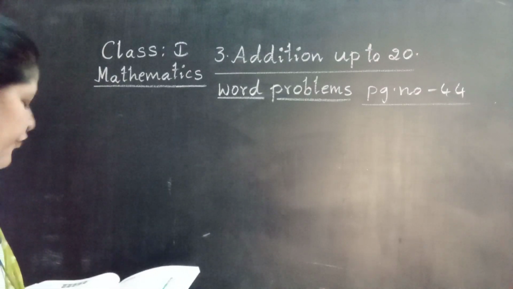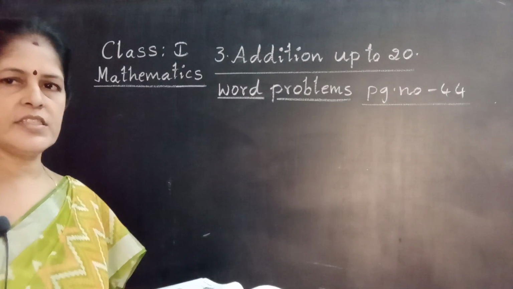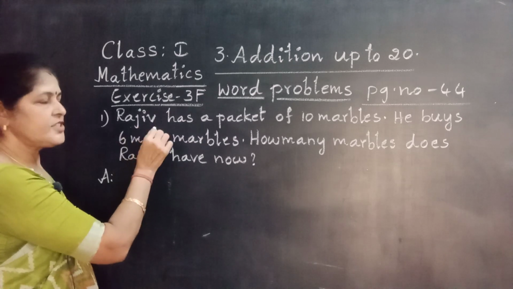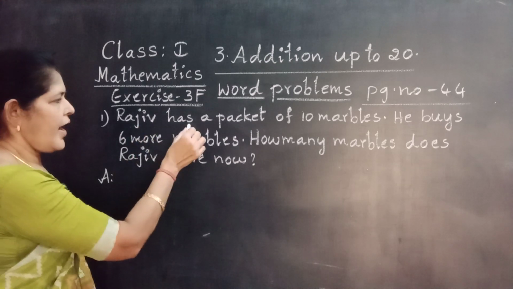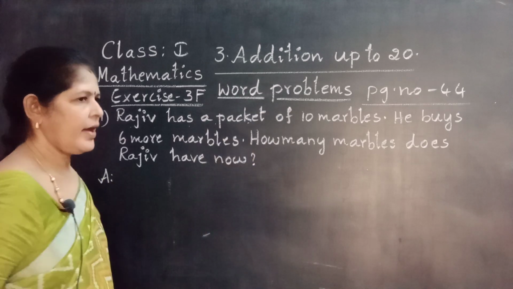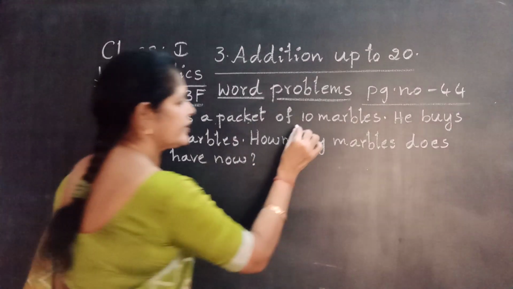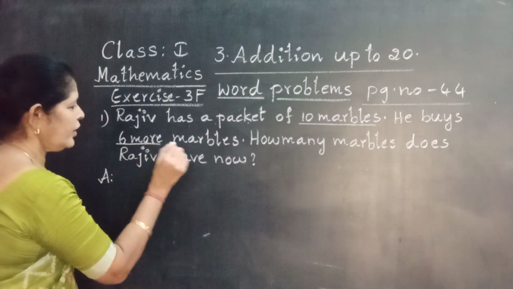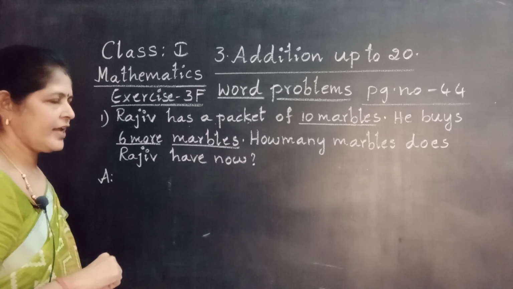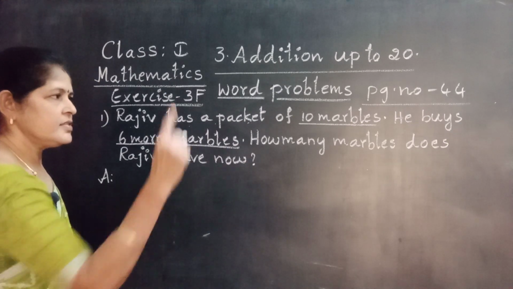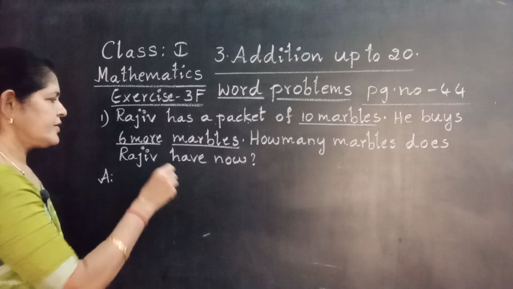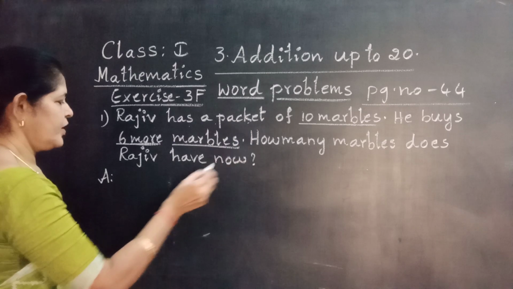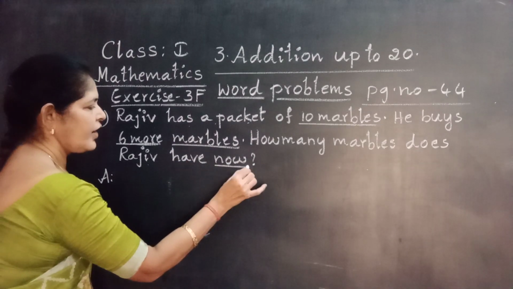Exercise 3F, first one. I am going to write the question. Come on children, look at the board. Raju has a packet of 10 marbles. A packet having 10 marbles. He buys 6 more marbles. You also underline. First, how many he has? 10. Then how many he bought? 6 more. More is an addition word. How many marbles does Raju have now?